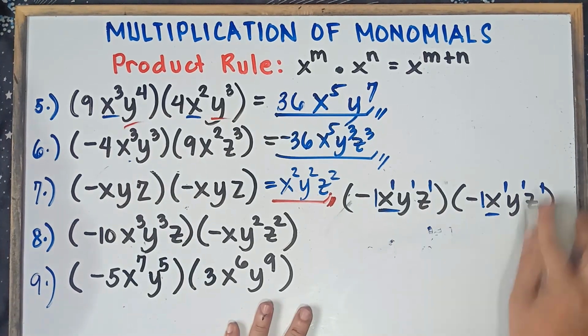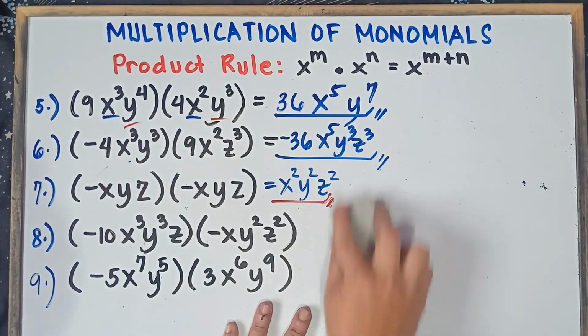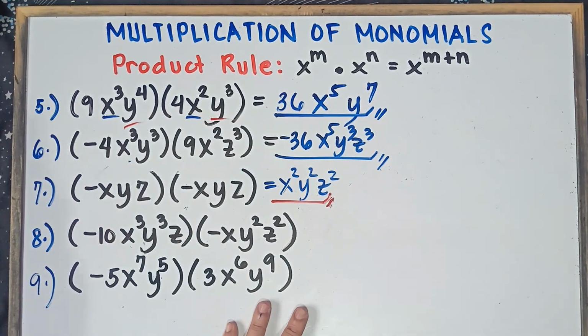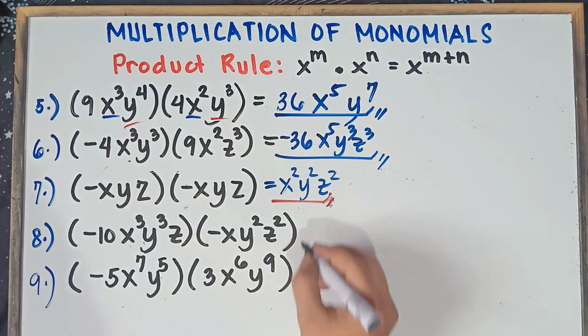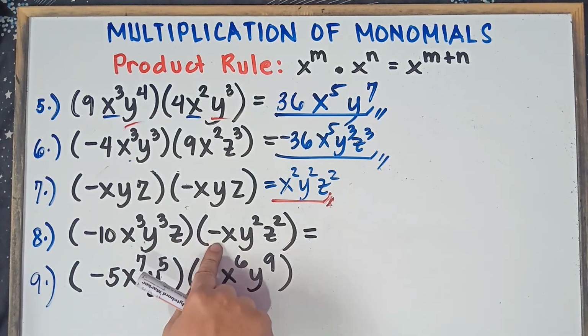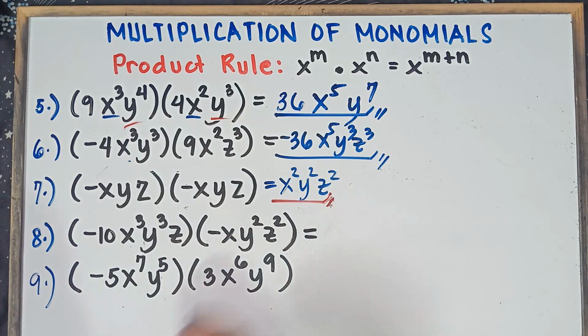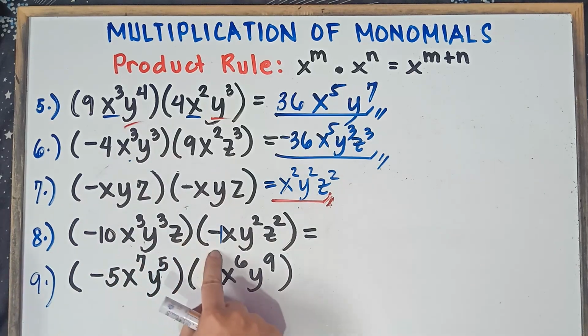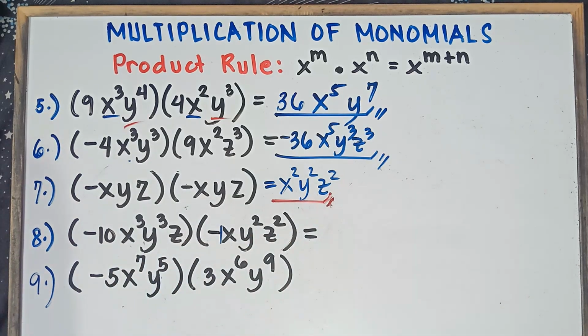Alright, so let's answer directly, class, number 8 and then number 9. Let's try that. Answer it directly. I hope you're still with me with this one, class. For number 8, so negative times negative, of course, that would be positive. Once again, understood that there's 1 here. So negative 10 times negative 1, that would be positive 10. So this is positive 10.